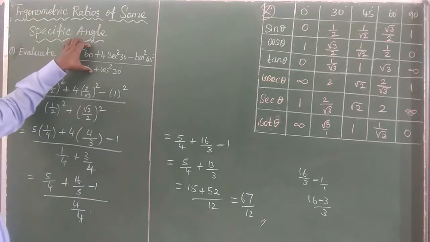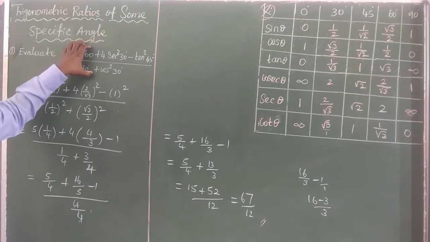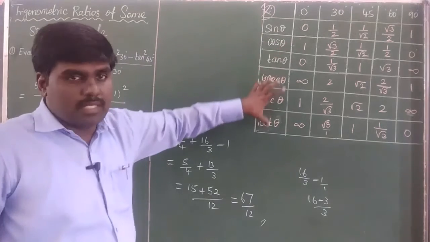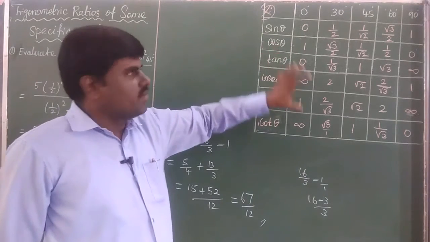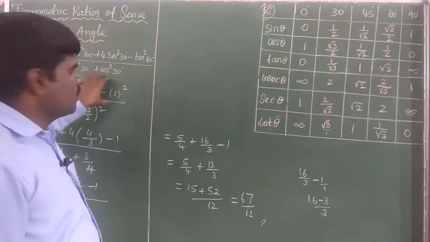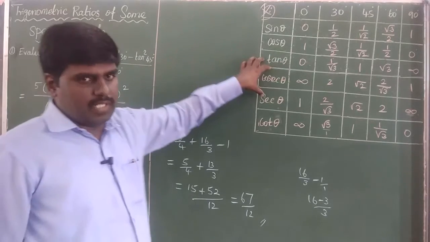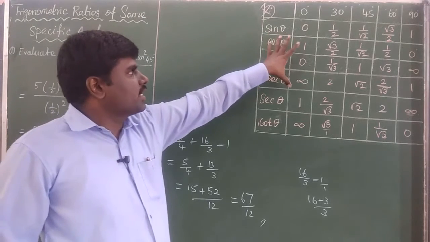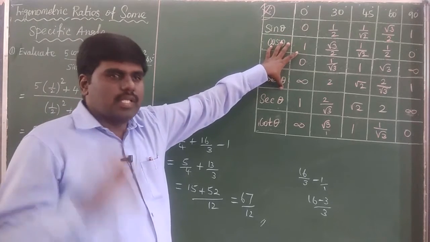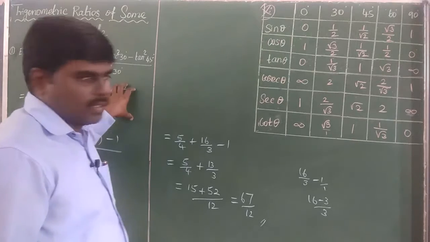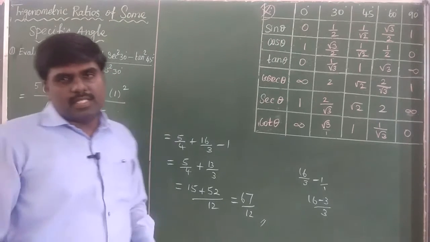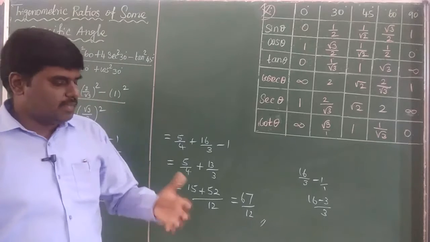It's one type of problem, the evaluate type. In this type of problem, knowing the trigonometry table thoroughly is very important. In board examinations, the trigonometry values are not given, so you must remember them in your mind and then solve the problems. Is that clear? So this is one type of problem. Next, type 2, another type of problem.